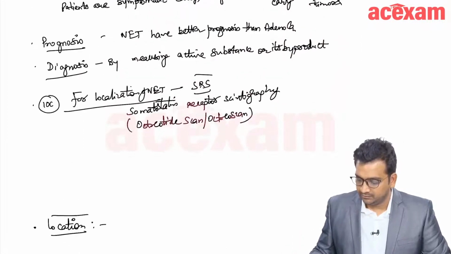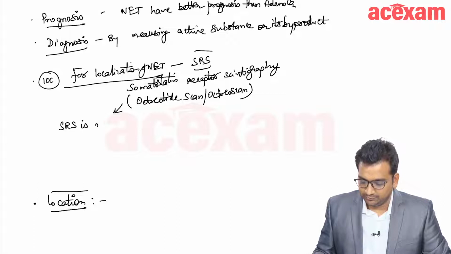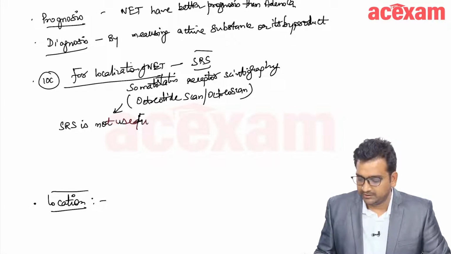Okay, now localization with SRS is not useful, as somatostatin receptors are not present for insulinomas.